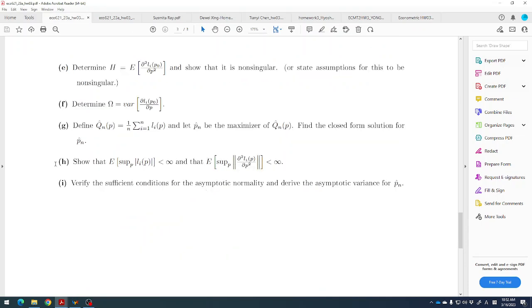Okay, and I believe H and I are pretty straightforward, so I'm going to skip that. I believe most of you have done pretty well.